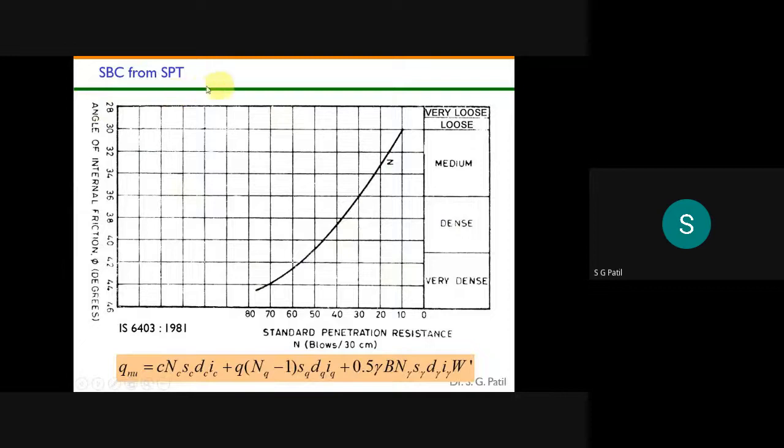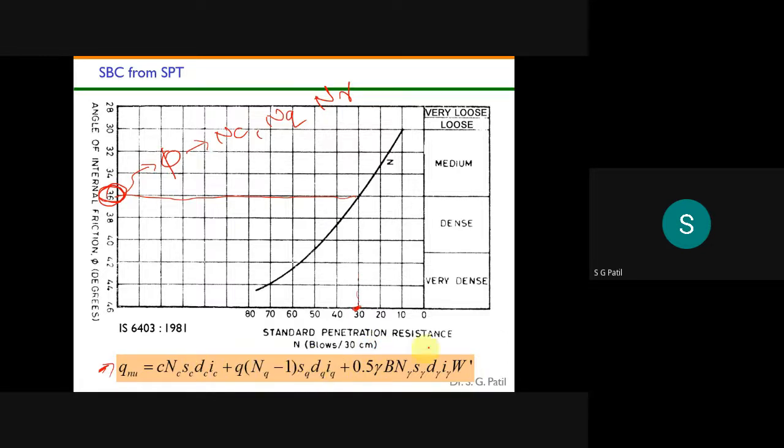Your SBC, IS 6403. I showed you this graph in IS 6403 in our previous class. So here, whatever N70 double dash you have got now, you come here. Suppose my N70 double dash is 30. Take 30, go here and pick up this number. So my phi value will be 36 degrees, that is our angle of internal friction. For that corresponding phi value, take Nc, Nq, and N gamma, put them in this equation, and then I can calculate the bearing capacity of the soil.